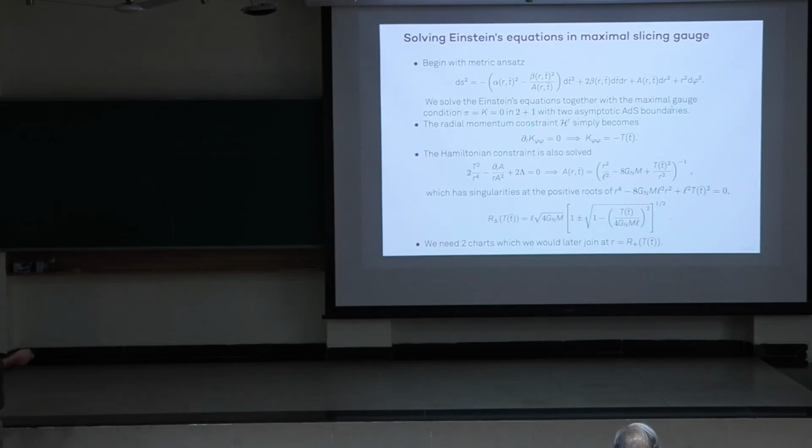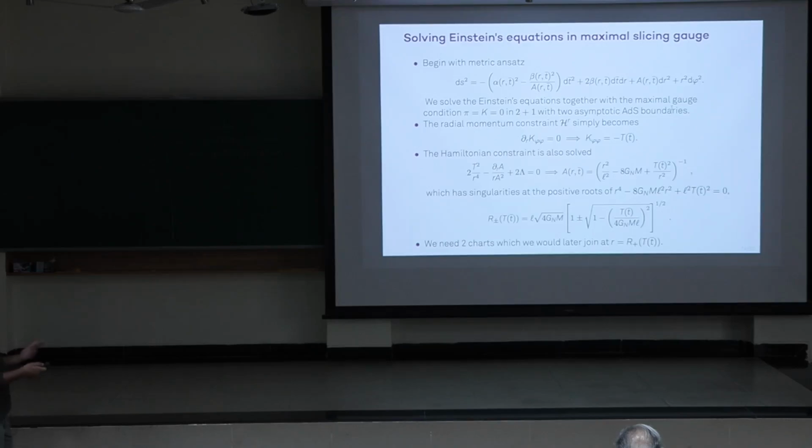And now the radial momentum constraint is straightforward. It just gives you this. So K phi just turns out to be a function of time, T bar. This is like that C I was telling you. The Hamiltonian constraint is also straightforward. You can solve this equation to get one of the functions, this metric coefficient, to get this.